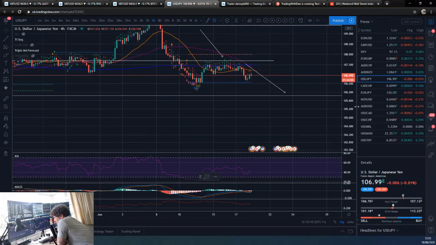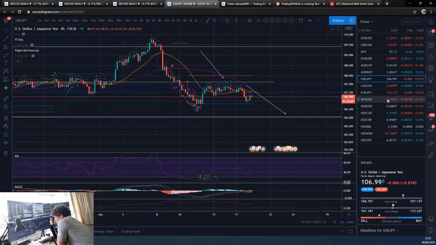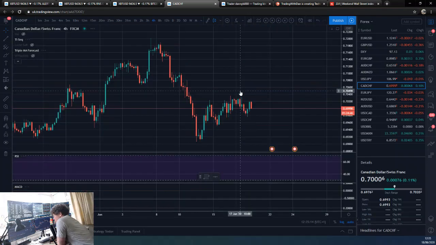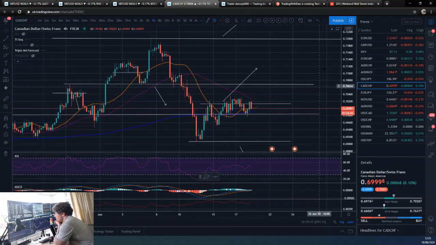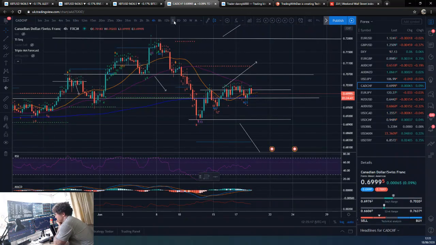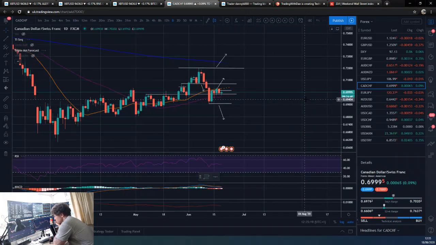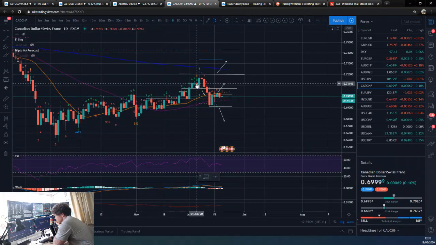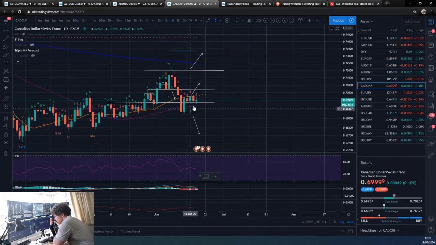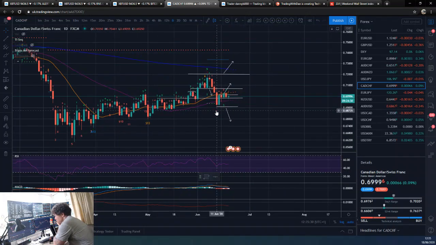Not much really TD wise on the 4-hour. Right, Canadian dollar, Swiss franc. We'll go to daily first. Nice daily 9, price came down, nice tweezer bottom candle, and now we're just consolidating. So yeah, more direction in this one.